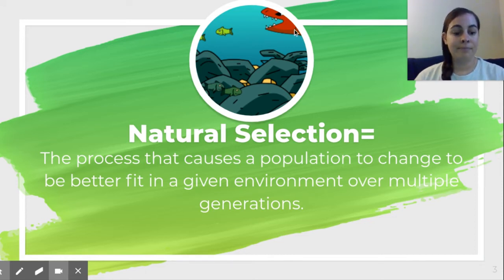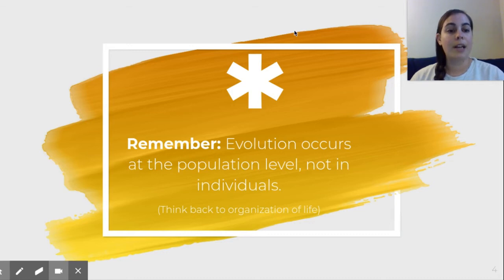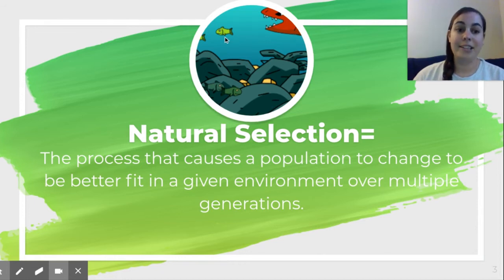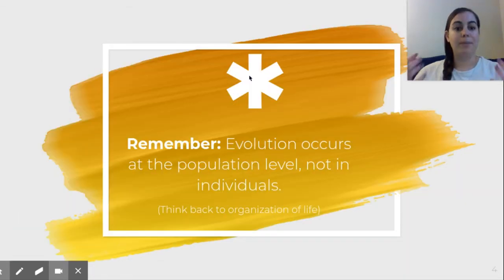Now, we need to remember that evolution occurs at the population level, not in individuals. The bright green fish right here can't just decide the next day to be dark green in order to blend in with the rocks. Over time, that fish population is going to be dark green. Think back to your organization of life for the differences between population and individuals.